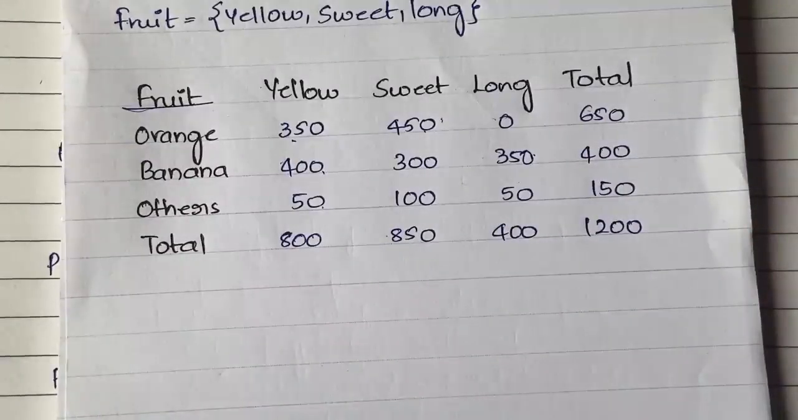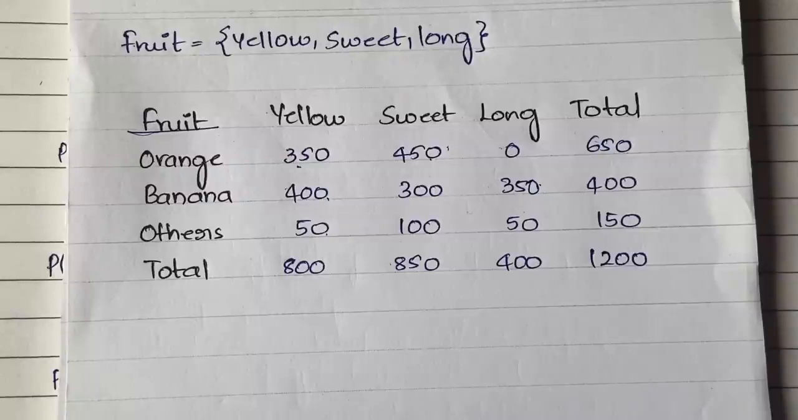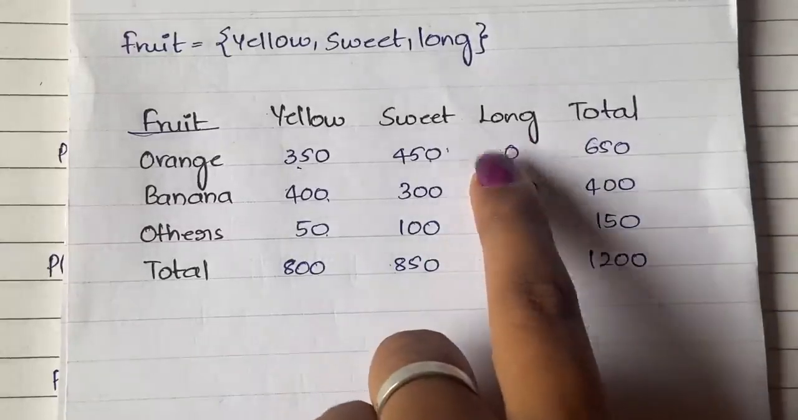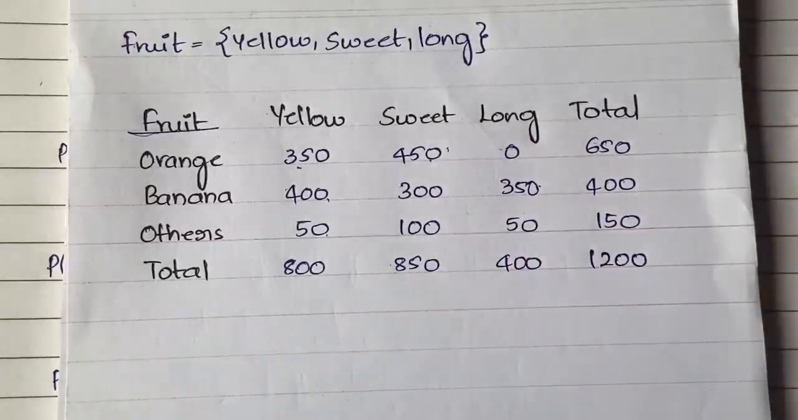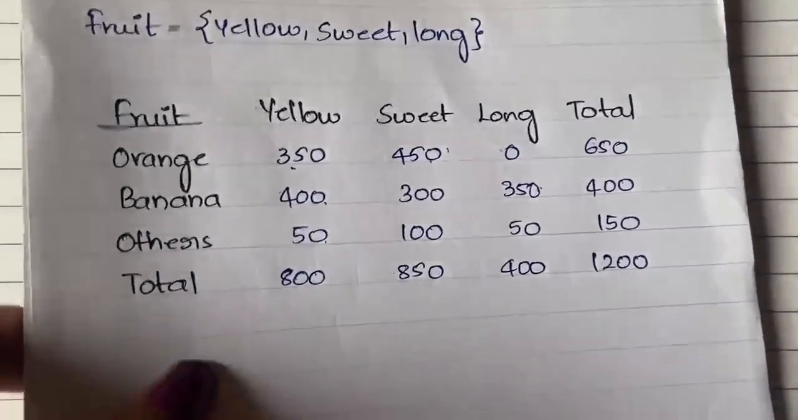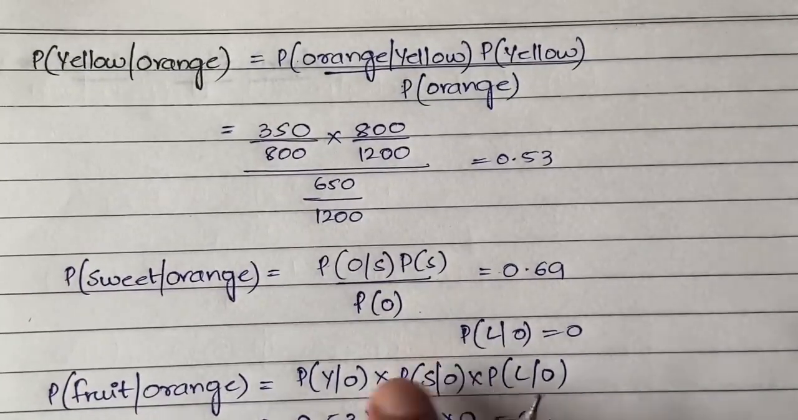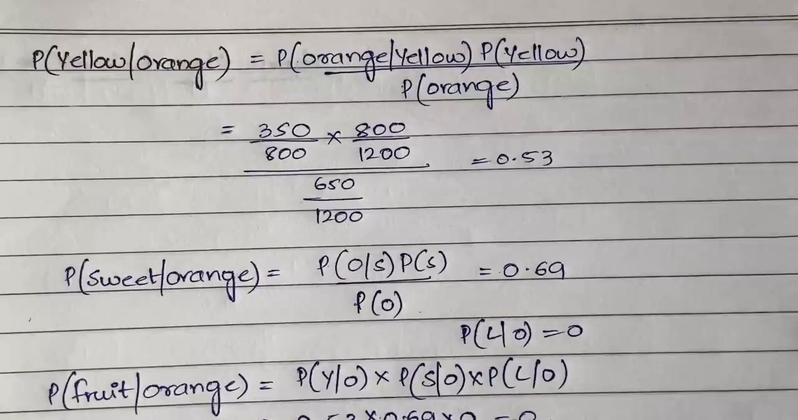So what we have to find out? We need to find out a fruit which is yellow, sweet, and long, and also which is more probable. In yellow, sweet, and long, if you're getting two fruits, suppose banana and others, you don't have a chance of getting orange because long oranges are 0. So you will get either banana or others. From those two also, you need to select the one which has the higher probability. So let us do the calculation part now. First, you need to calculate how many yellow oranges you have.